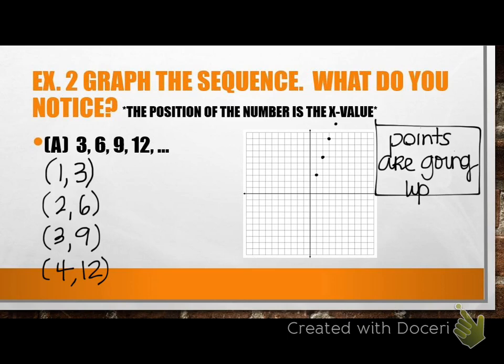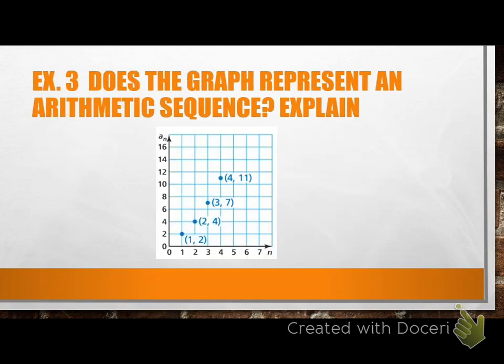All right, now let's look at example 3. Now that we know how to graph this, let's look at one that's already been graphed. Does the graph represent an arithmetic sequence? Well, first of all, let's identify our x values. Let's make sure that the ordered pairs represented on this graph are consecutive numbers. So Travis, what are the x values of these points? 1, 2, 3. So does that mean that these points represent consecutive numbers? Yes, because remember the x coordinate is the position of my number.